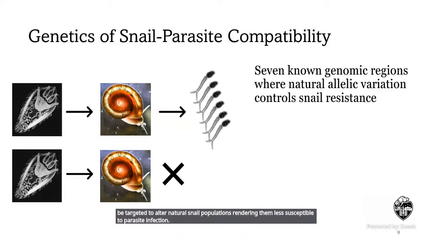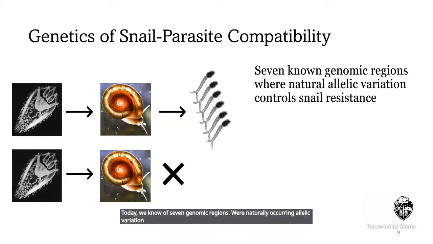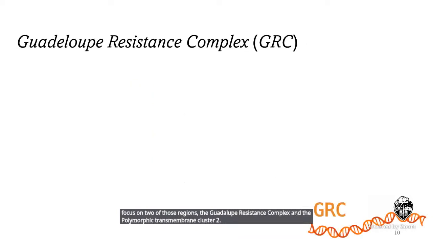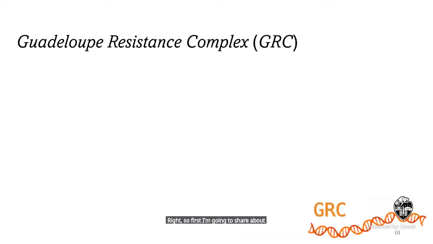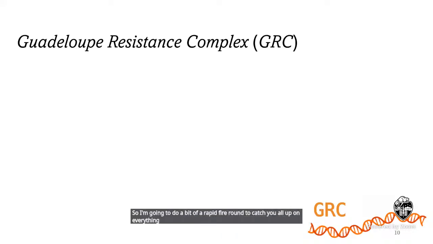Today, we know of 7 genomic regions where naturally occurring allelic variation controls snail resistance to parasite infection. And we're going to focus on 2 of those regions, the Guadalupe resistance complex and the polymorphic transmembrane cluster 2. Right, so first I'm going to share about the Guadalupe resistance complex, or the GRC for short. We know a lot about the proteins encoded by the genes in this gene region. So I'm going to do a bit of a rapid fire round to catch you all up on everything we know about this gene region.